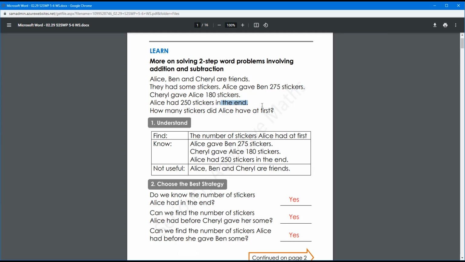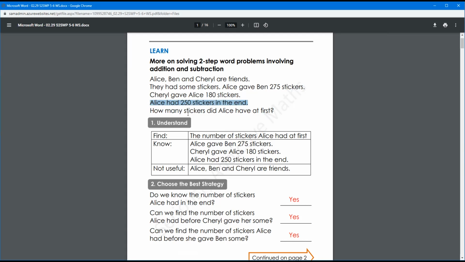Now, for this kind of question, tell students that when they see the question is asking what is the amount at first, they need to draw the bar model. But instead of drawing the bar model based on the first or second sentence, they have to draw it based on the last information sentence. In this case, Alice had 250 stickers in the end. So they have to draw from the back, in a way. They draw a bar: Alice had 250 stickers in the end.